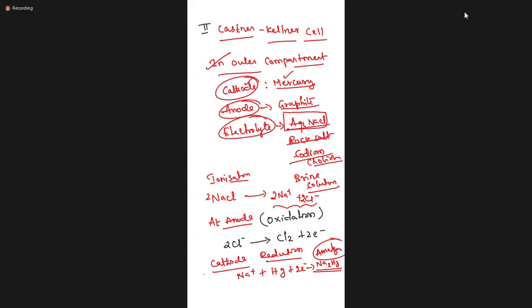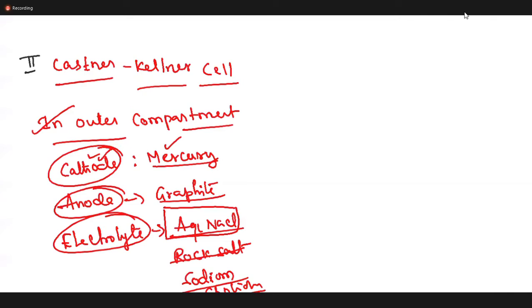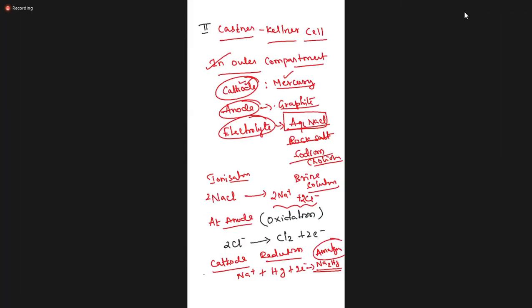Is it clear at this point? So in the outer compartment, the cathode is mercury, the anode is graphite, the electrolyte is aqueous solution. Aqueous NaCl is the electrolytic solution. On NaCl ionization, Na plus and 2 Cl minus will form. At the anode, oxidation: 2 Cl minus losing electrons becomes chlorine gas. At the cathode, reduction reaction takes place. 2 Na plus gaining 2 electrons, and at the cathode mercury is there, combining with mercury gives rise to amalgam.